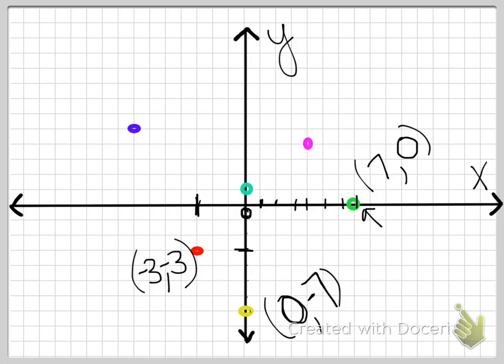Okay, the pink point. So left or right, we go right. So 1, 2, 3, 4. So we went right 4, and we're going to go up 1, 2, 3, 4. Well, up is positive, right is positive. So positive 4, positive 4.